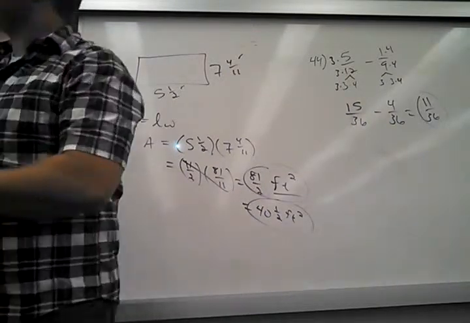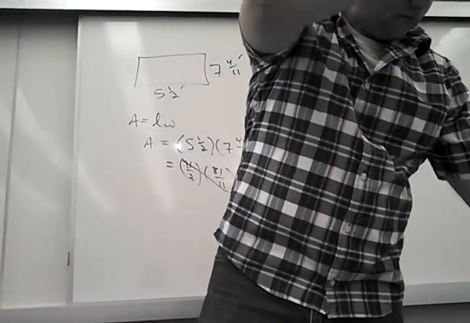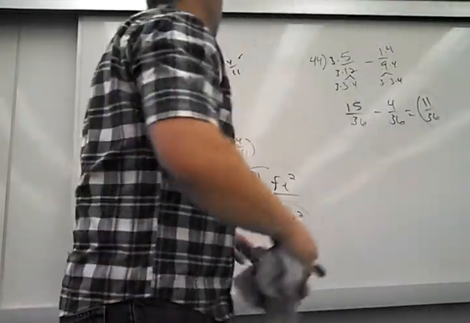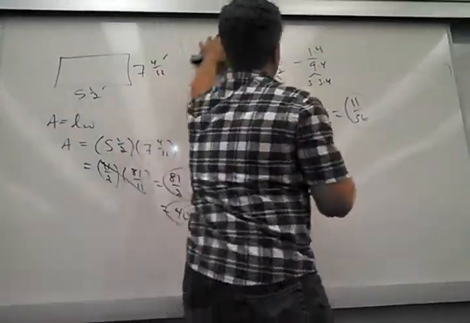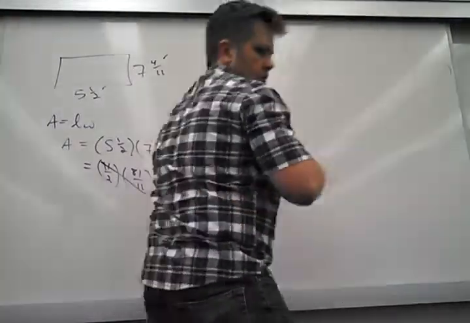Cool. On the practice test, the number 5 feet, can we do it? Oh, yeah, okay. 5B.